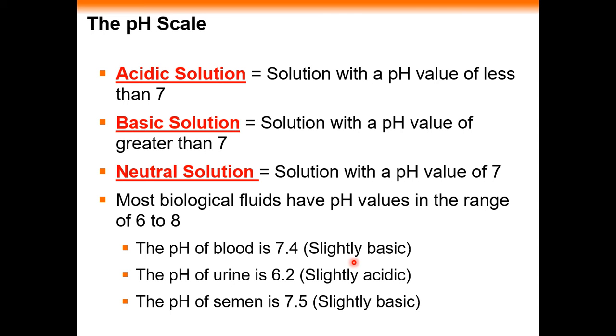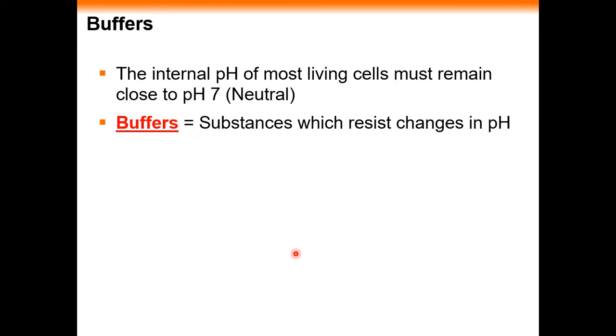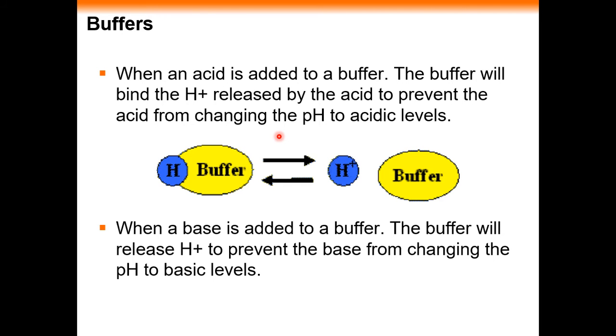But if you have a buffer, it's going to say, I'm going to try to not allow the pH to change. If I add an acid, I'm going to try to keep it at the same level by taking in these acid H's, the hydrogen ions. If I start adding bases, I'm going to try to keep it at this level, not let it go to 7.5, 7.6, 7.7, 7.8. I'm going to release some hydrogen ions to try to keep the pH from changing. That's a really important point. Buffers resist changes in pH.